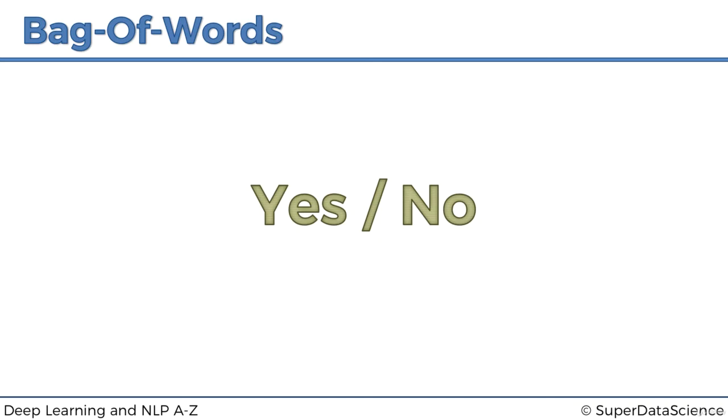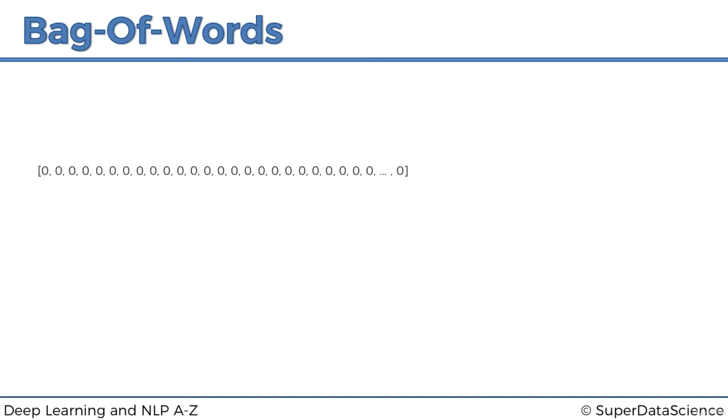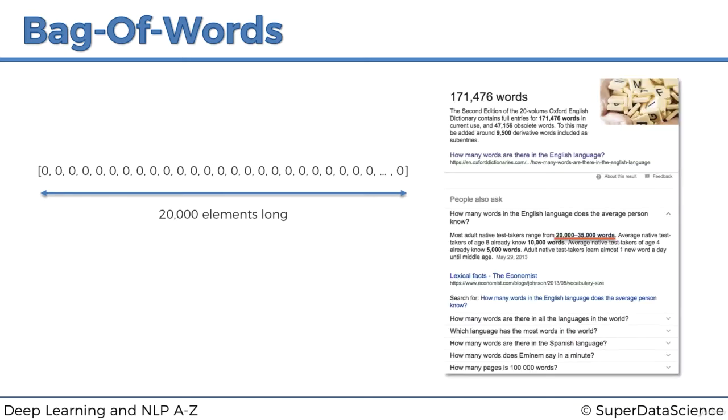So we're going to start off with a vector, or just an array, full of zeros. Let's call it a vector, it's easier like that. So just zeros, zeros, zeros, zeros. How many zeros? Well, a lot of zeros. 20,000 elements in total. Why is that? Well, it's because of the way that we're building this model. 20,000 is the number of words that are commonly used by the average native English language speaker.